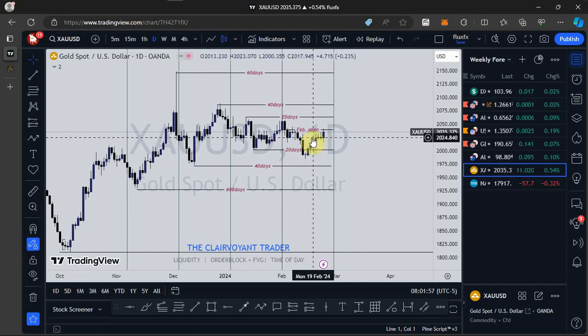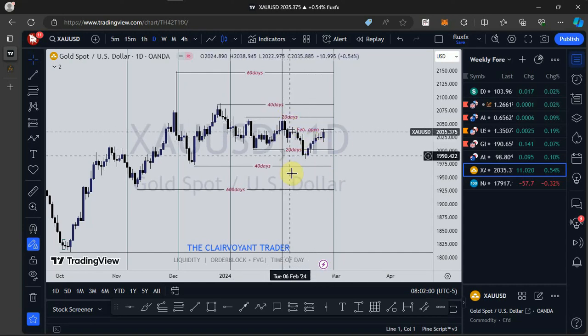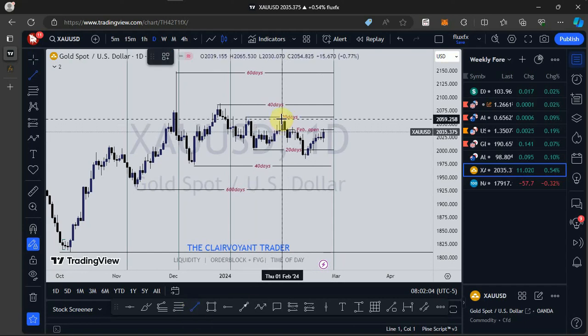So going into next week, I'll be looking out for which side of liquidity will be taken out. Will price take out the previous 20-day high, or will price reject and take out this low right here?